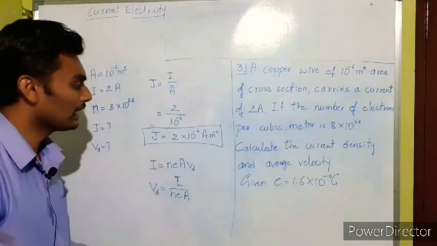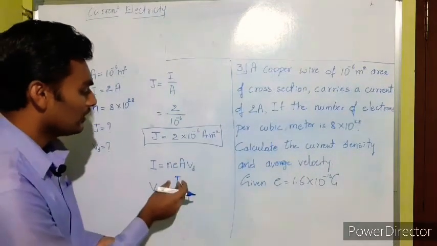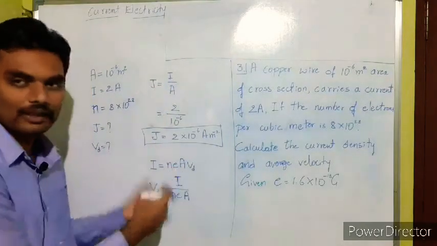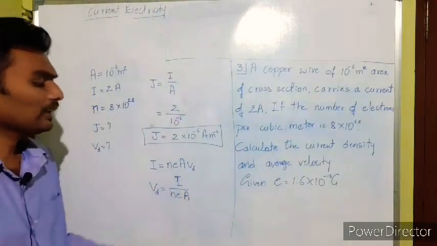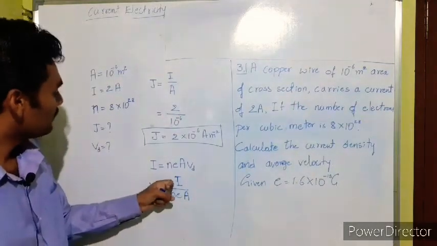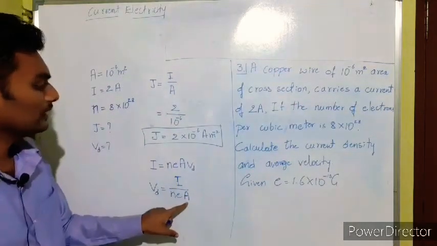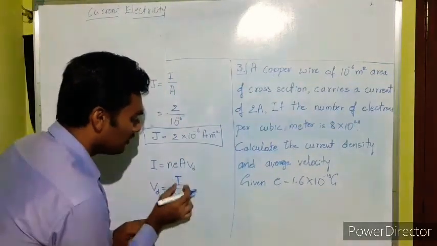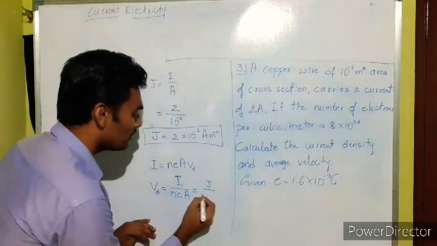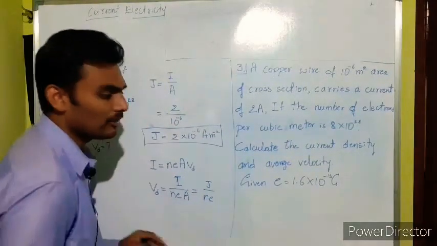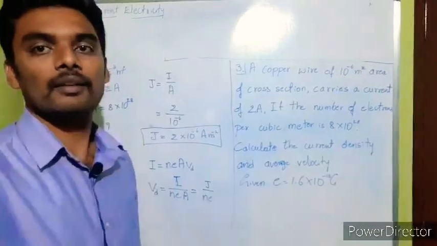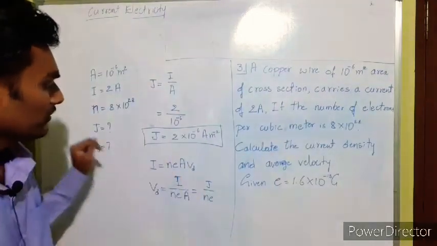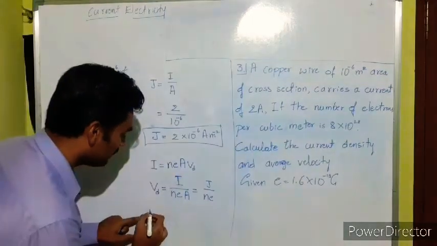This formula is fine to calculate the value of Vd. But again, what is this I by A? I by A is J, right? Since we have already calculated J, we can replace I by A using J. Even if you put the value of I directly here and A directly, you will get the same answer, nothing to worry. But this can also be done. I by A can be taken as J, and hence the formula becomes simpler, which is J by Ne. And now I can directly put the value of J, N and E here to get the value of Vd.